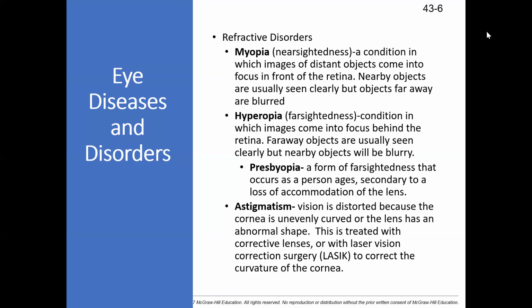Astigmatism is where the vision is distorted because the cornea is unevenly curved or the lens has an abnormal shape. This is treated with corrective lenses, laser vision corrective surgery or LASIK, and the goal is to correct the curvature of the cornea.